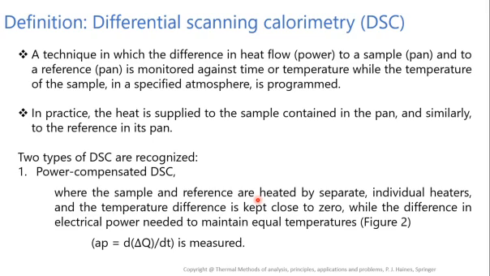Means what we have: a reference in one pan, and a sample in one pan. Okay, so we heat both the sample and the reference. At that time we have to keep the temperature difference between the sample and reference close to zero. Whenever the temperature difference between these two is zero, some amount of power is needed. That power is nothing but our result, or we can say that is nothing but the differential scanning calorimetric result.